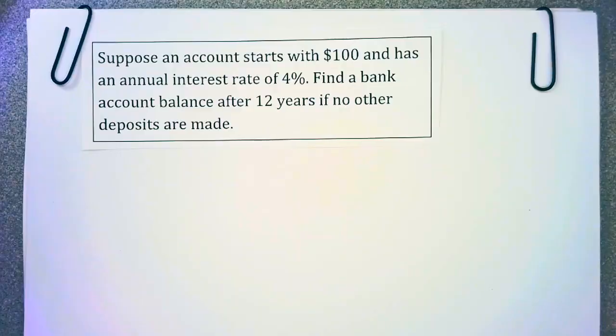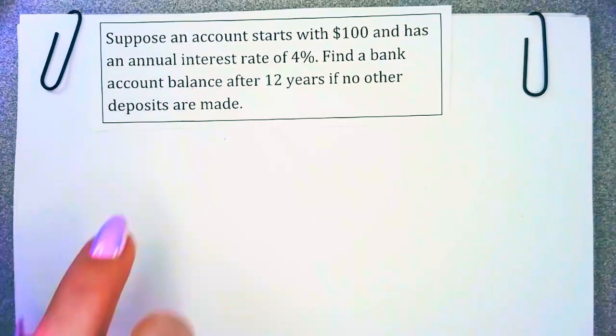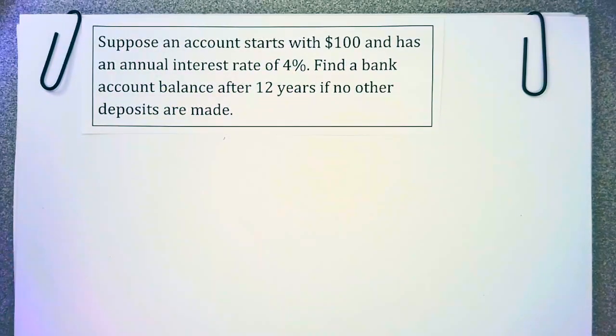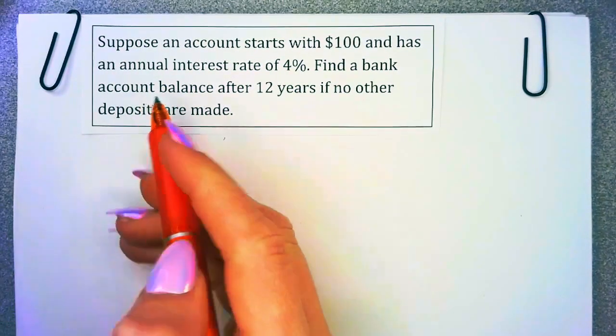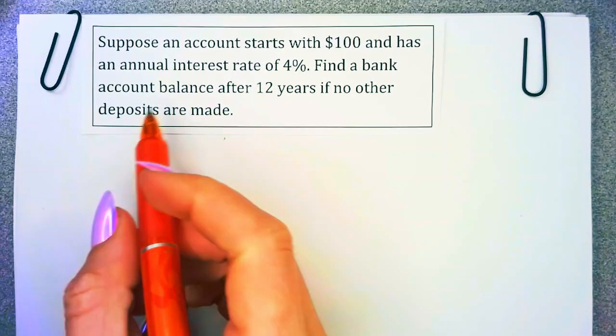Suppose an account starts with $100 and has an annual interest rate of 4% over the course of 1 year. Find the bank account balance after 12 years if no other deposits are made. Well, here it doesn't say anything about compounding continuously or even quarterly, monthly, yearly, or anything like that.